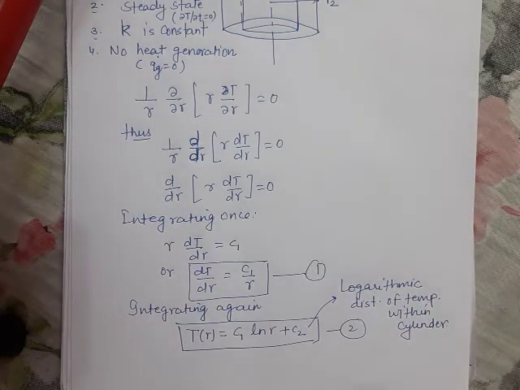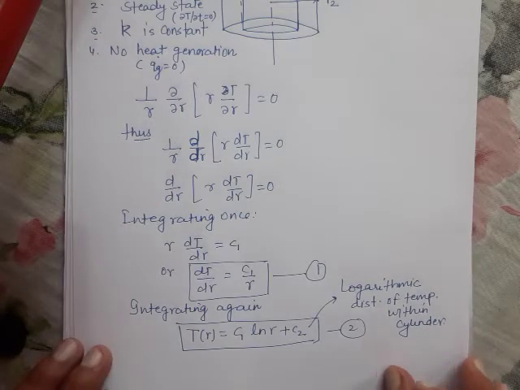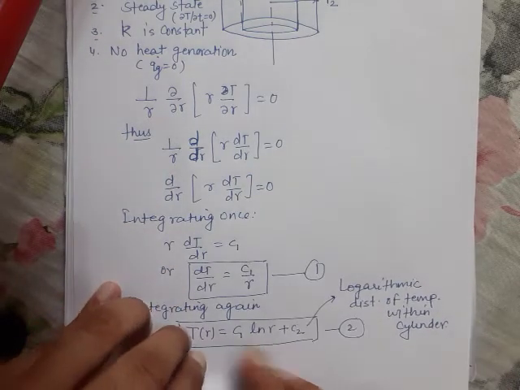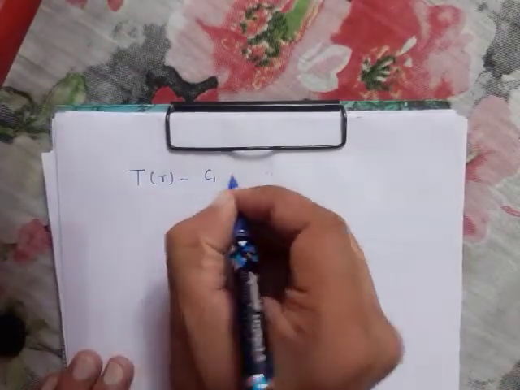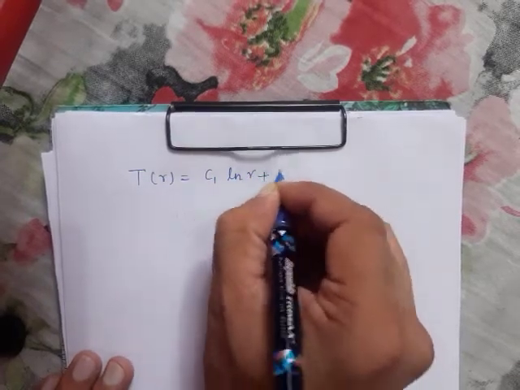Now moving forward, we need to use the boundary conditions to get the values of these constants C1 and C2. What boundary conditions can we use? First of all, let me write the equation again. Temperature as a function of r is C1 log r plus C2.